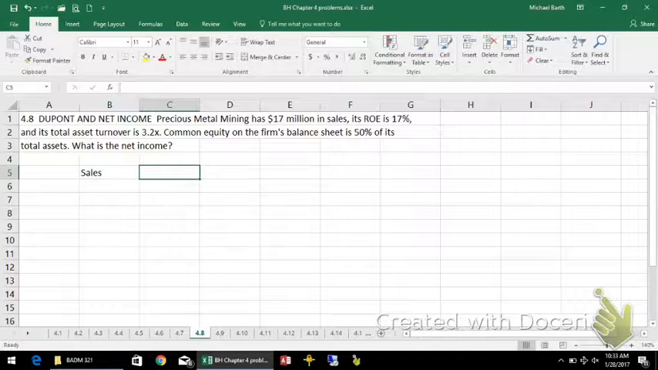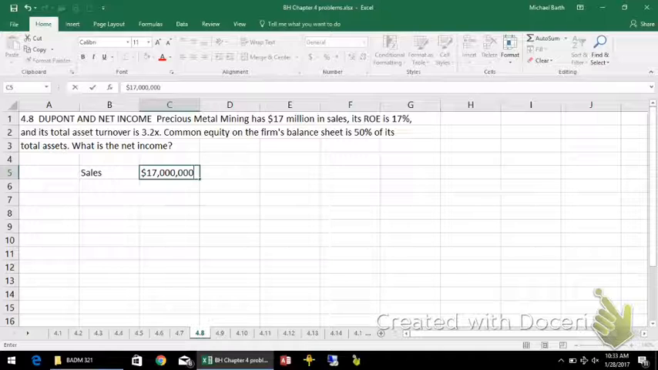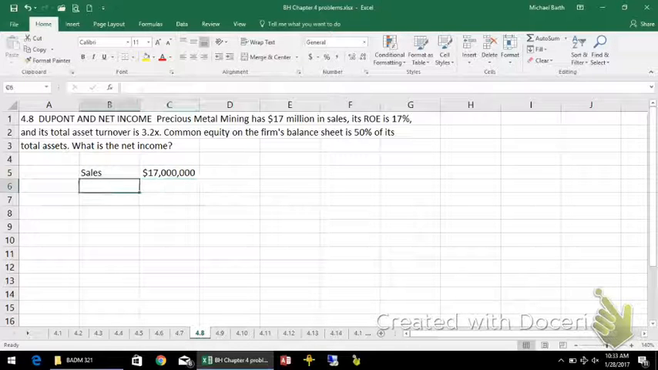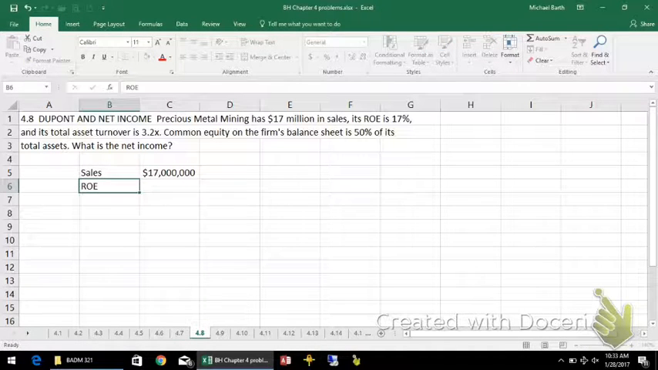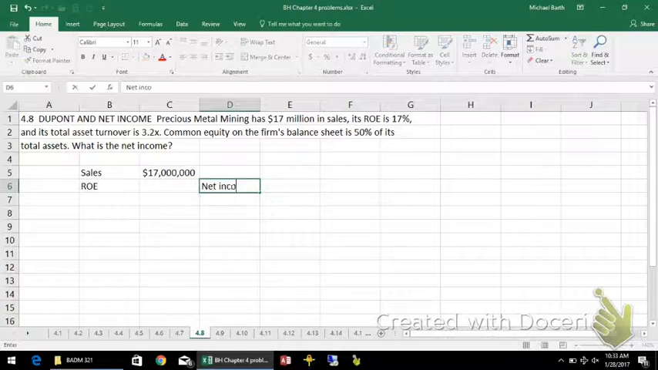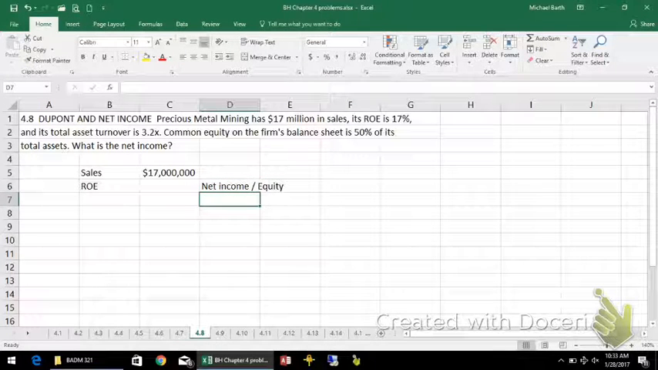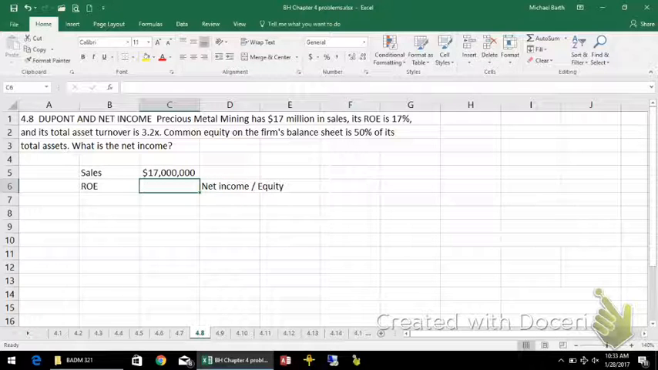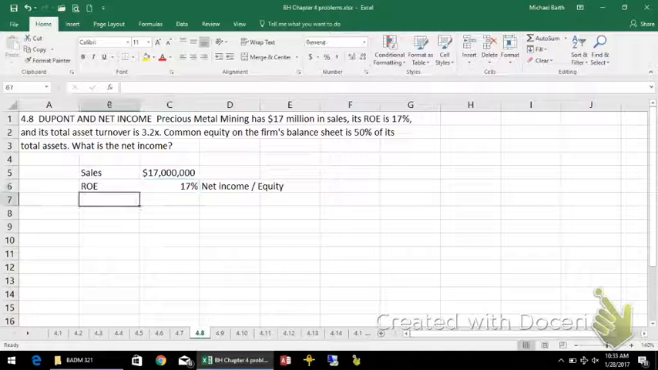We're told that sales were $17 million. We're told that ROE, which is net income over equity, is 17%. So net income was 17% of equity.